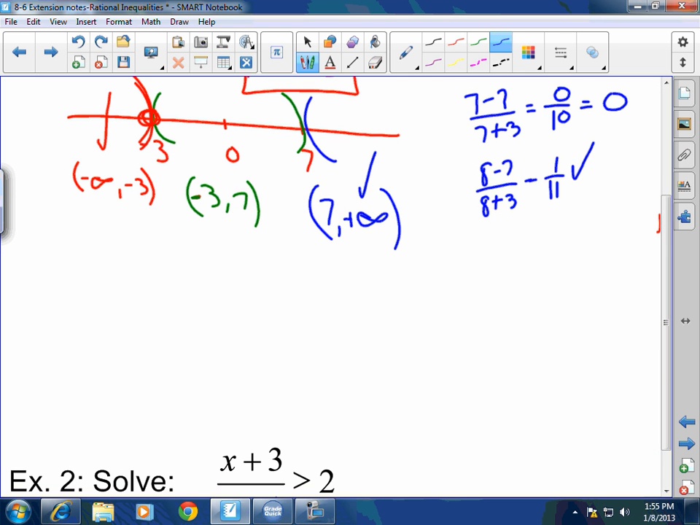So my solution set would be negative infinity, comma, negative 3, in union with 7, positive infinity.